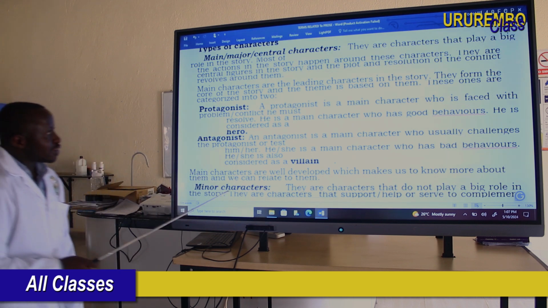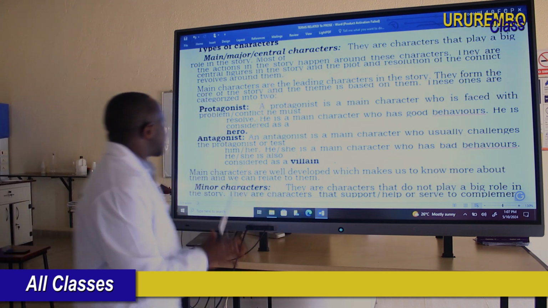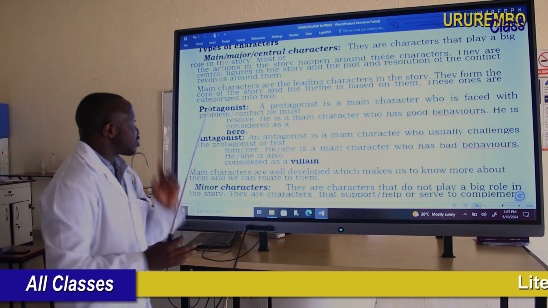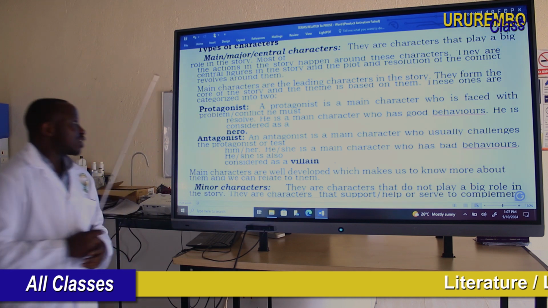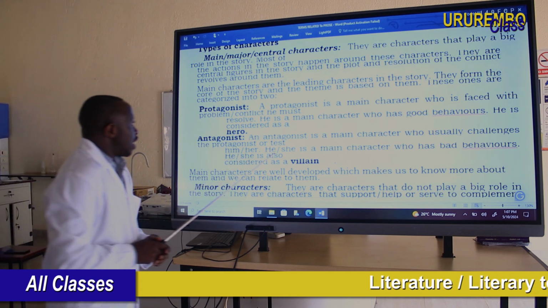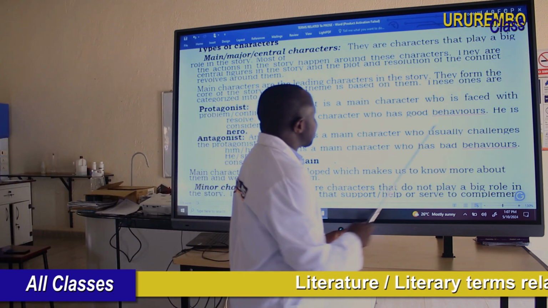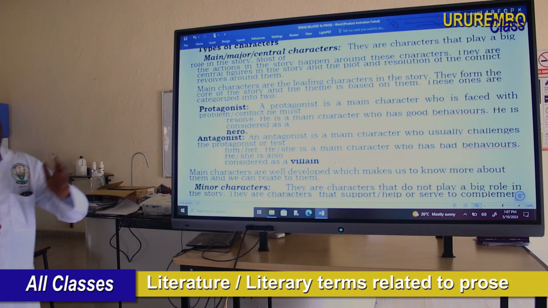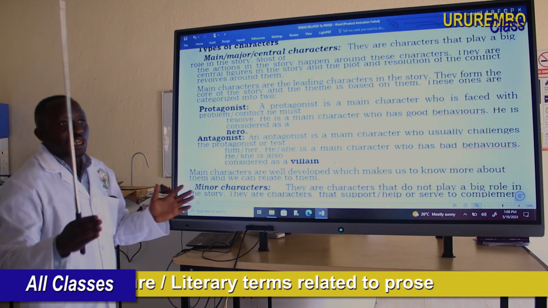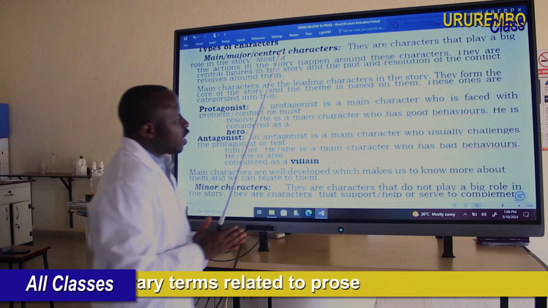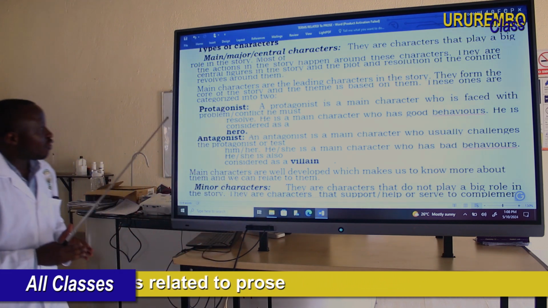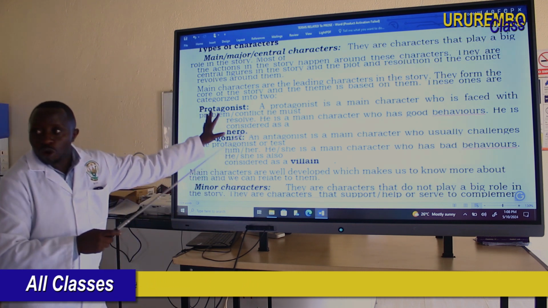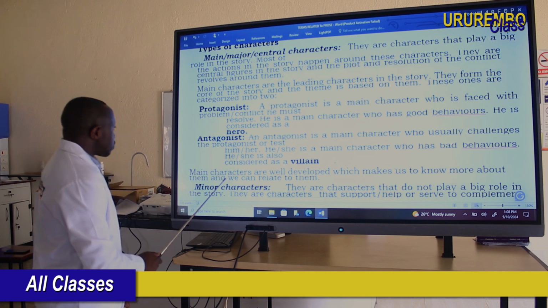A protagonist is the main character who is facing the problem or conflict. He must resolve that conflict. This is the main character who has good behavior. A protagonist is always positive, because he or she has good behavior, and is called a hero, or heroine.